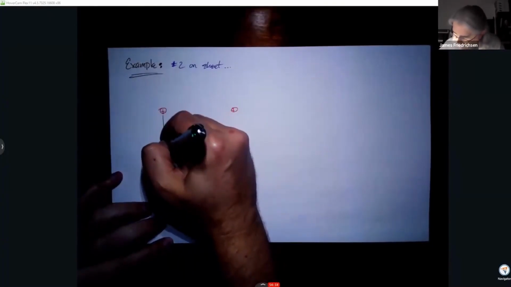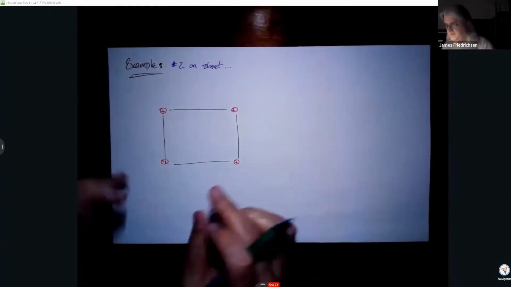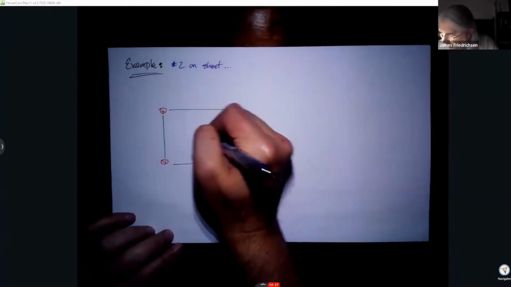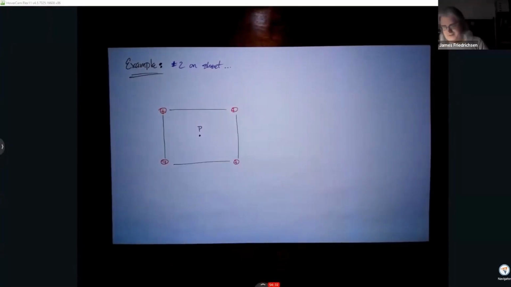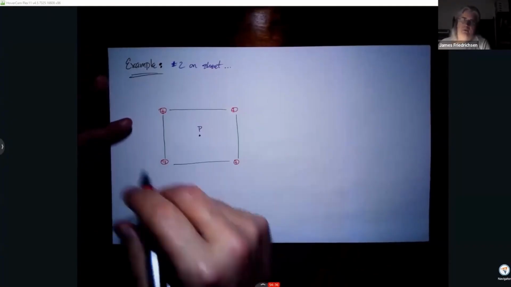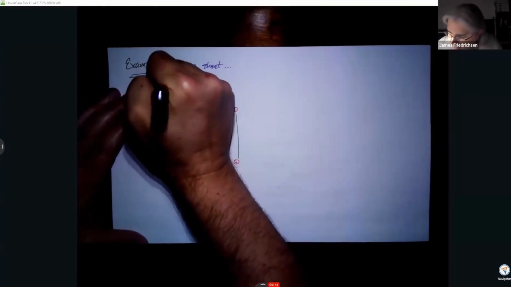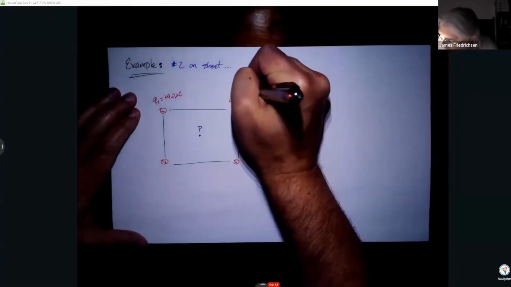So there's my square. It's kind of square-ish. We're supposed to find the field and the potential at our point, which is at the center. So this is the location of interest. And these were all 9 microcoulombs. I'm going to give them names, the 1, 2, 3, 4 names, because that helps me track which one we're looking at.